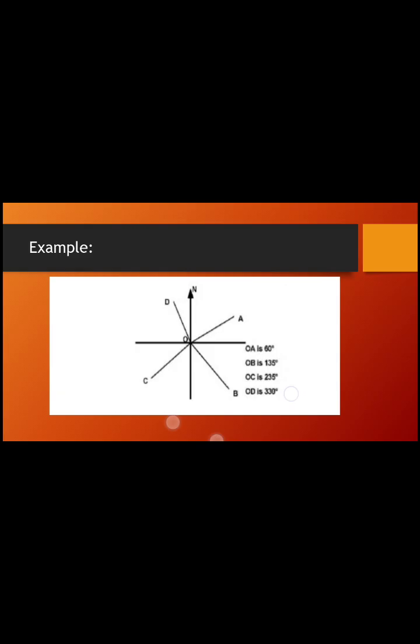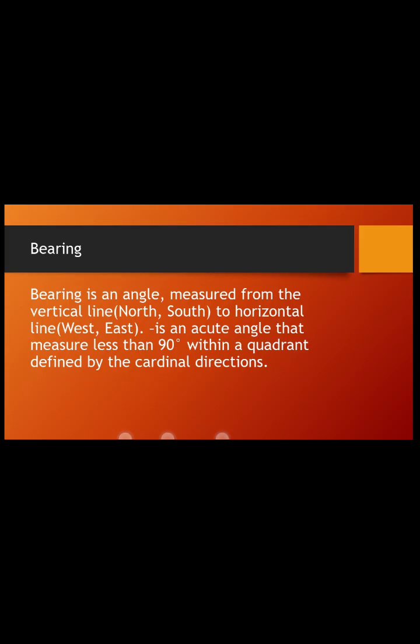So we have an example. The value of our OA is 60 degrees, the value of our OB is 135 degrees, our OC is 235 degrees, and the value of our OD is 330 degrees. And now let's talk about bearing.